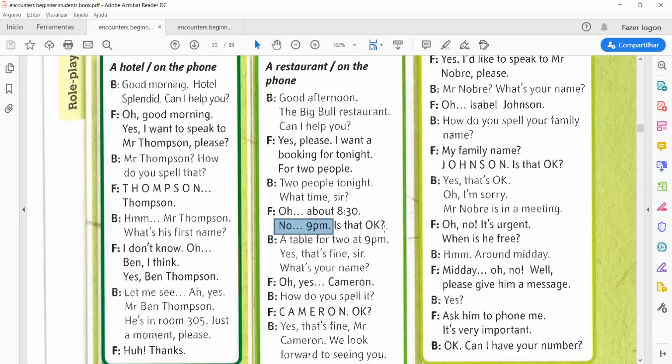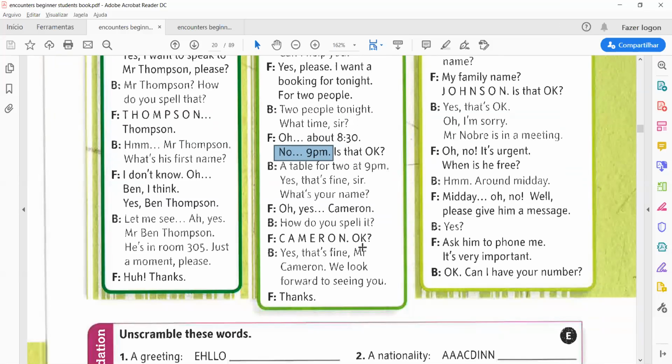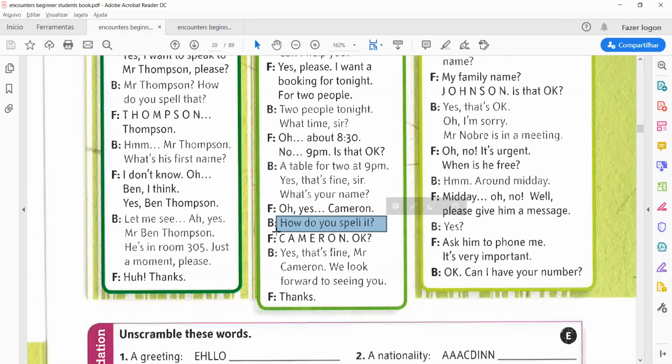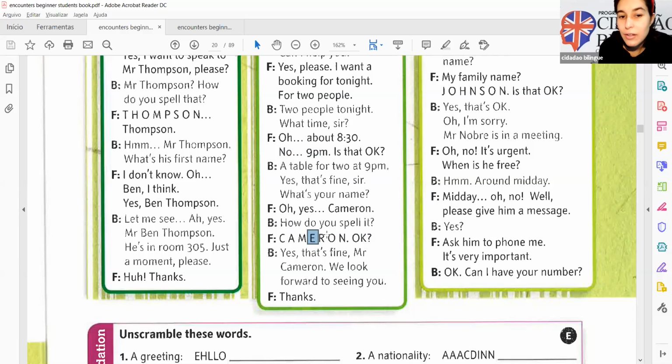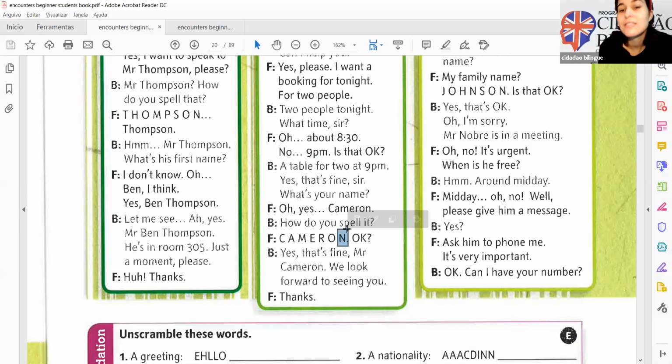Yes, that's fine, sir. What's your name? Cameron. How do you spell your name? How do you spell it? C-A-M-E-R-O-N. Very good. Okay.